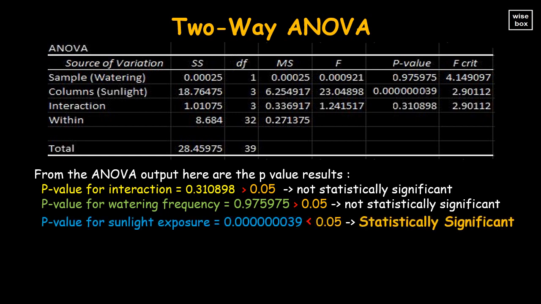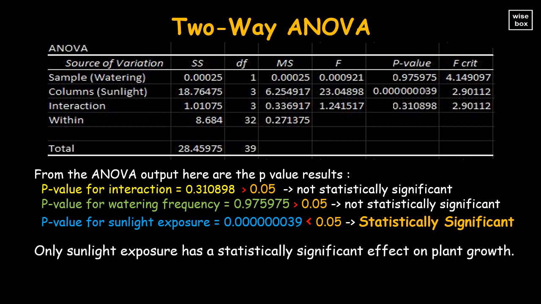The p-value for sunlight exposure, 0.00000039, is less than 0.05. This is statistically significant. Thus, from the p-value results of the two-way Anova, we can infer that only sunlight exposure has a statistically significant effect on plant growth.